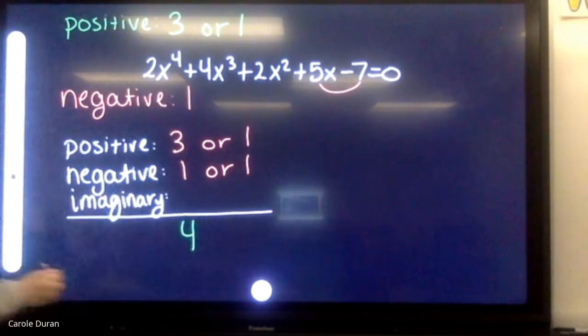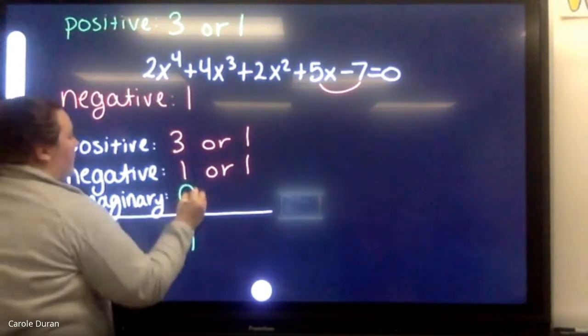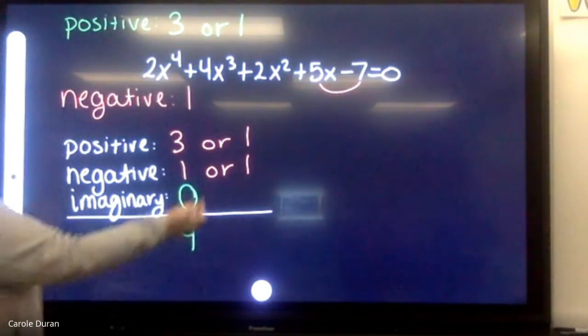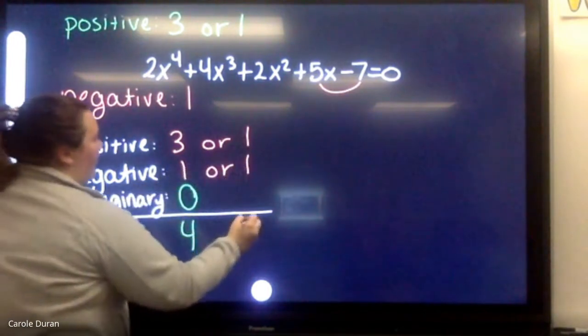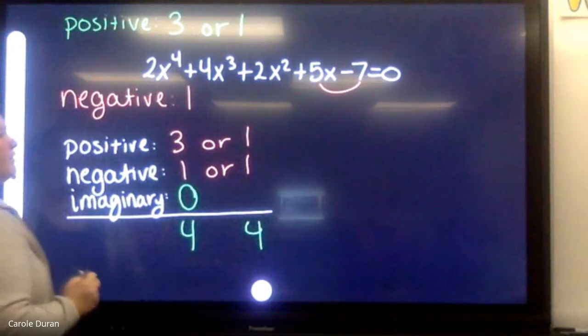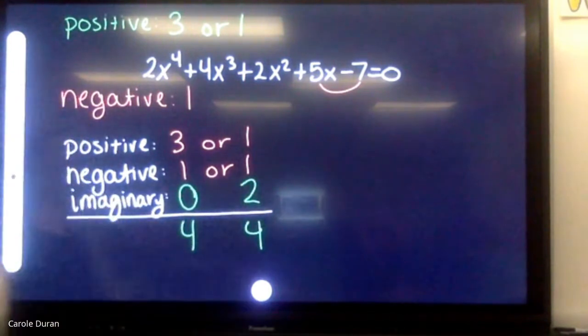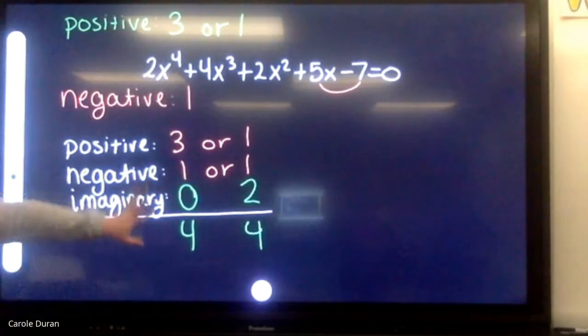So if I have 3 positive and 1 negative, how many imaginary can I have? 0, because 3 plus 1 is already 4. If I have 1 positive and 1 negative, how many imaginary can I have? 2. 1 plus 1 is 2. I need 2 more to make it 4. And then this is it.